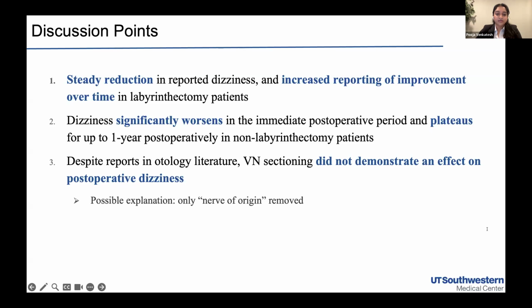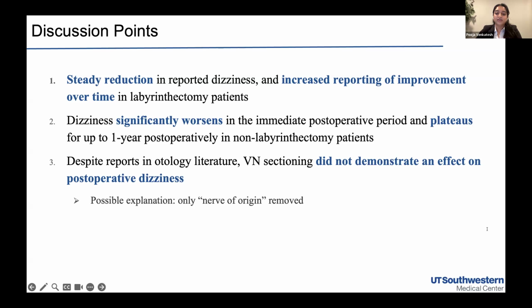And we found that our results were interesting because despite the apparent parity of vestibular neurectomy to labyrinthectomy in otology literature, we did not find vestibular nerve sectioning to have an effect on postoperative dizziness, or at least one of significance. One possible explanation could be due to the fact that in these hearing preservation approaches, we take care to only remove the nerve of origin to preserve all potential contribution to the cochlear nerve, whereas in otology, they often section both divisions of the vestibular nerve.